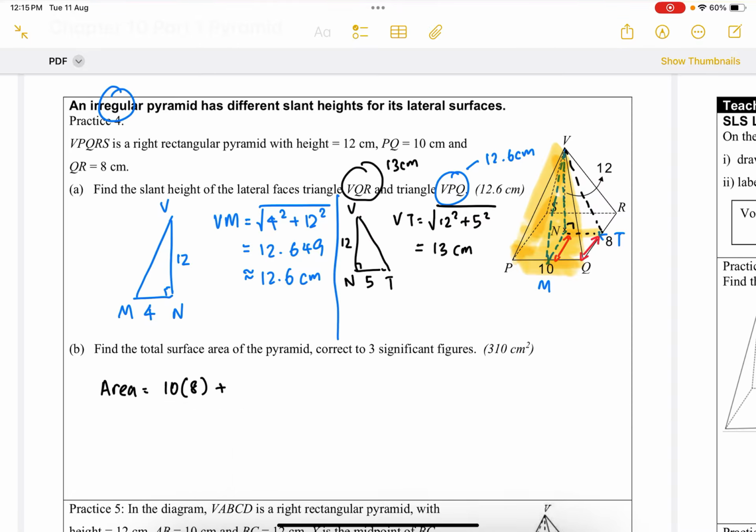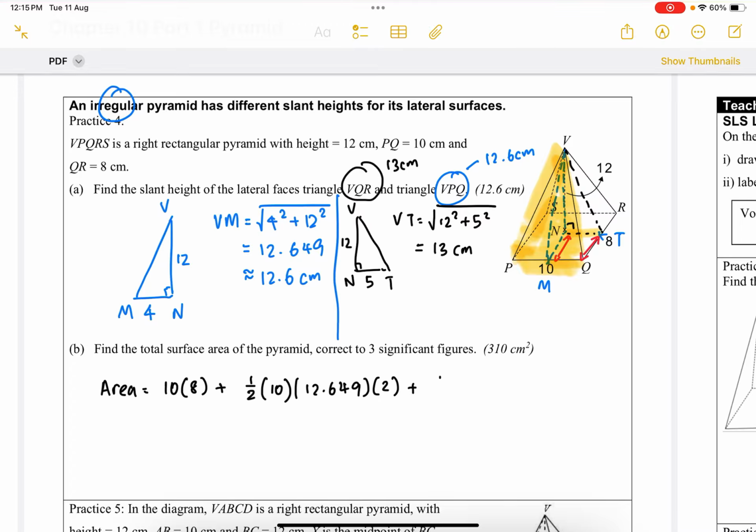So we have half times the base, which is 10, times the perpendicular height. Early on, we found VM. So this is the reason why we put our 5 significant figures first, 12.649. Because if you use 12.6, it is no longer accurate. So this is the area for the triangle that's facing us. But because it is a rectangular pyramid, the triangle directly opposite, meaning VSR, is exactly the same. So you multiply whatever this is by 2. Front and back triangles are the same.